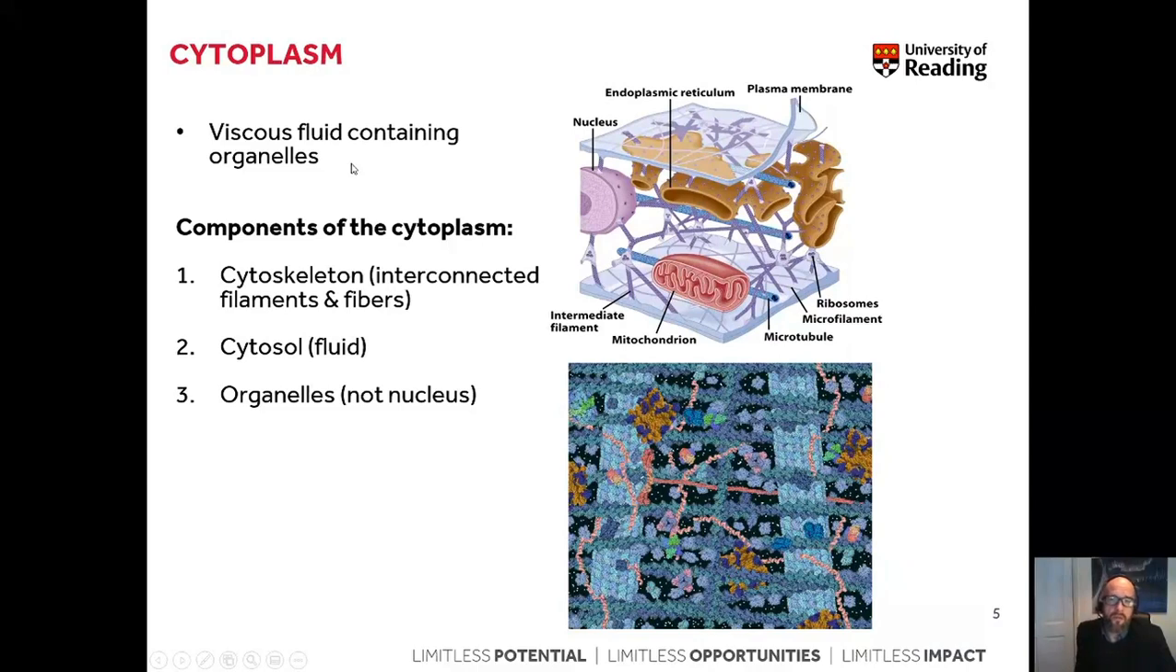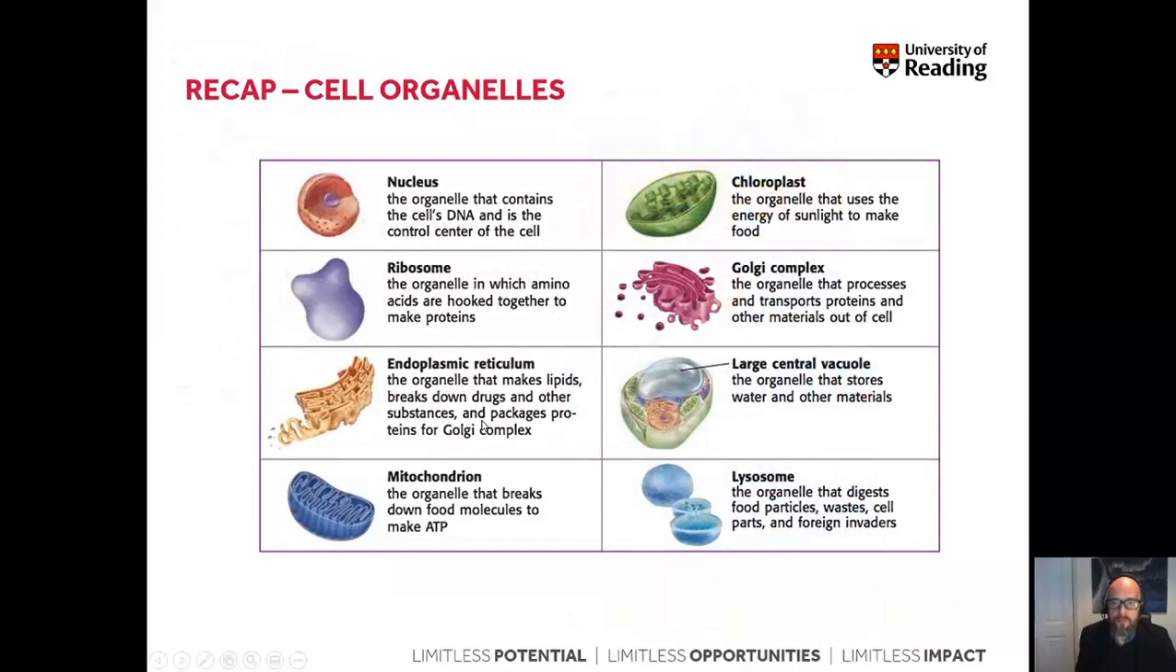The components of the cytoplasm are obviously the cytoskeleton. Those are interconnected filaments and fibers. We have the liquid compounds of the cytoplasm, the cytosol, and we have the organelles. This does not include the nucleus. The nucleus itself is an organelle that contains the cell's DNA, and it is more or less the control center. The ribosomes are organelles in which amino acids are hooked together to make proteins. The Golgi complex is in charge of processing and transporting protein and other materials out of the cell.